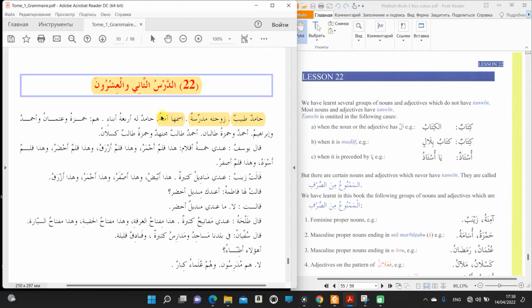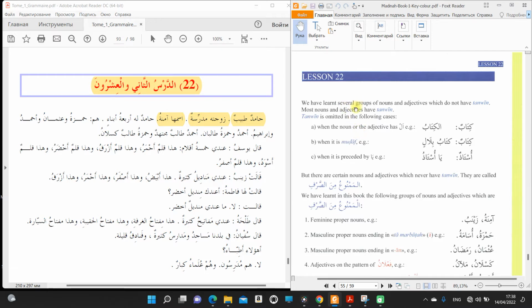And you can see that it doesn't take tanween, and there are many words that don't take tanween in this lesson. You can see all of them. And why is it so? Well, to find out, let's take a look at the book of explanation.